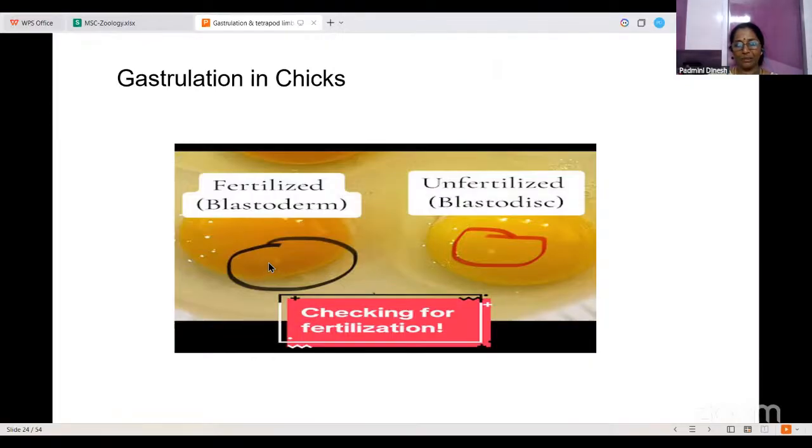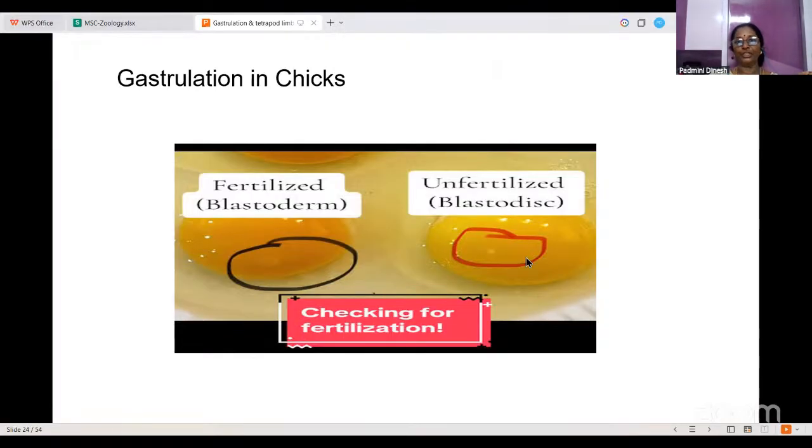You can see a small transparent layer in the center, and then there's a disc of area opaca, and that's the area pellucida. That's a fertilized egg and an unfertilized egg. How do we find out? If you are living in a village where you have a small poultry at home, whatever eggs you are eating are definitely fertilized eggs. But the broiler eggs that we buy from outside, from the shops, are unfertilized, because the eggs laid by the hen are unfertilized. So that's the difference between fertilized and unfertilized eggs.